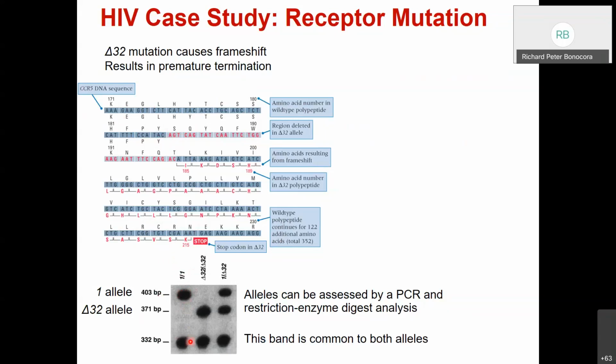And you get another fragment that exists in all of them. This comes from the restriction digest. We're not going to consider this, but it is common regardless of the allele that's there. In individuals that are homozygous for the delta 32 allele, they have a smaller piece by, you guessed it, 32 nucleotides. And so you can distinguish the different alleles. And in an individual that is heterozygous, you can see both of them. So you can determine the genotype through molecular techniques.